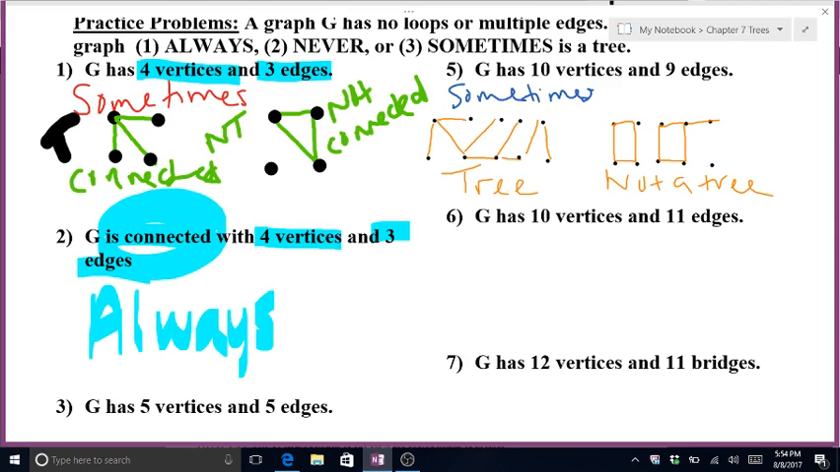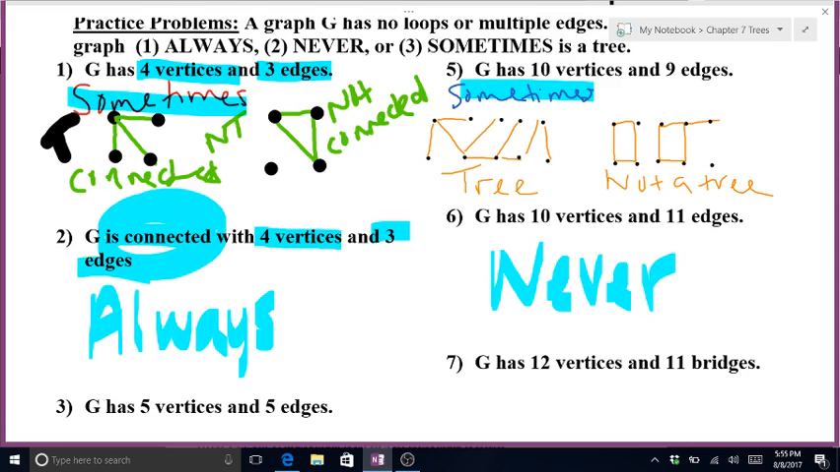Take a look at number 6. G has 10 vertices and 11 edges. Remember our rule with vertices and edges. Vertices always had to be one more than your edges, or your edges had to be one less than your vertices. Because this doesn't happen, this is a never. On the test, the only time you will have to draw me pictures is when you have sometimes. If it's an always or never, you just need to tell me always and never and move on.